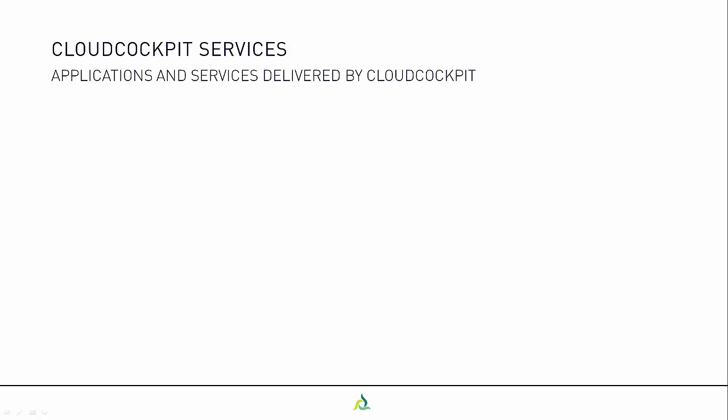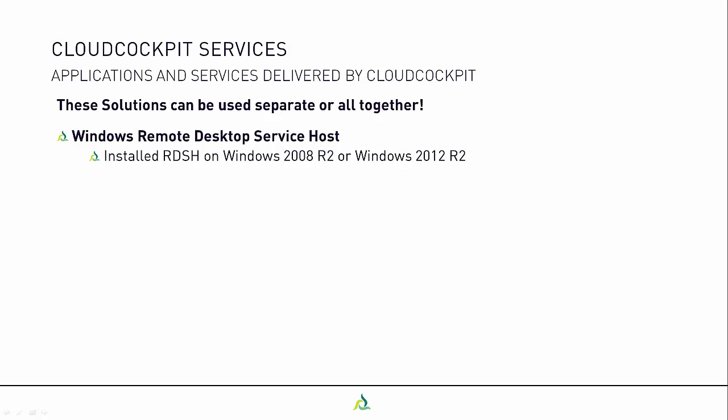Applications and services supported and delivered by ASG's CloudCockpit. The following solutions can be delivered either separately or together in one CloudCockpit instance. Applications can be published, for example, via Windows Remote Desktop Service Host, better known as Microsoft Terminal Server. We support RDSH on Windows 2008 R2 or on Windows 2012 R2. We will use this later on in the training.